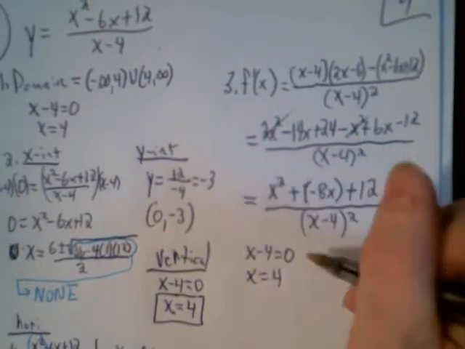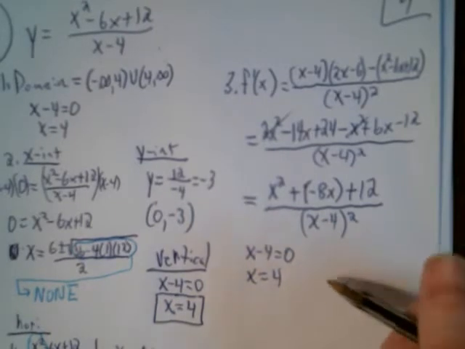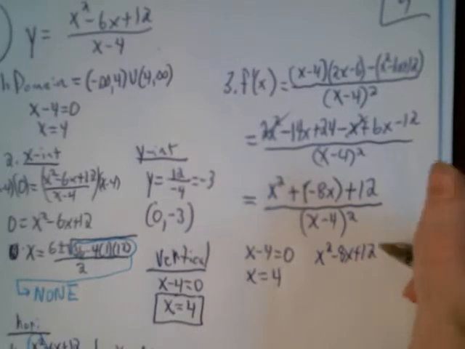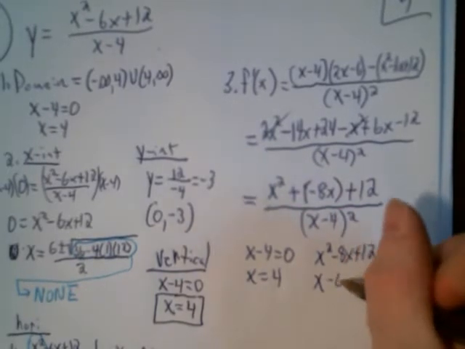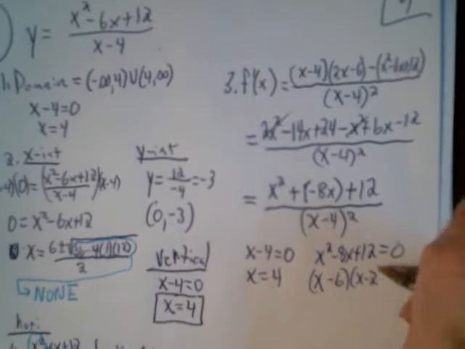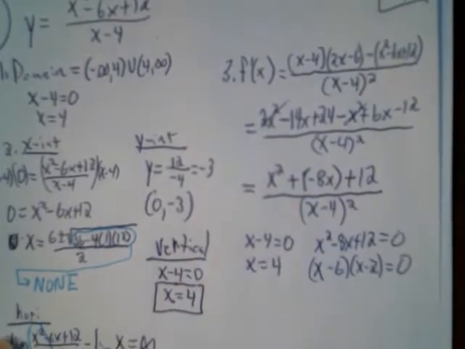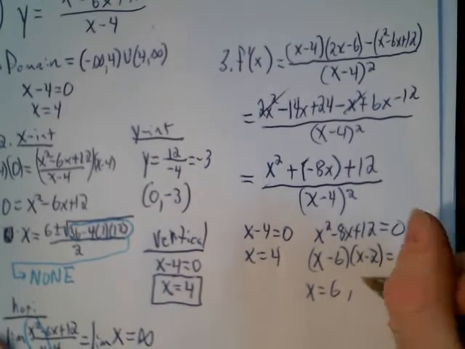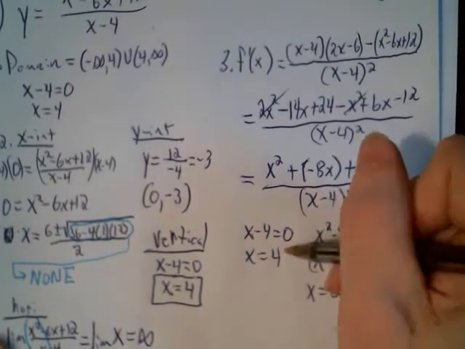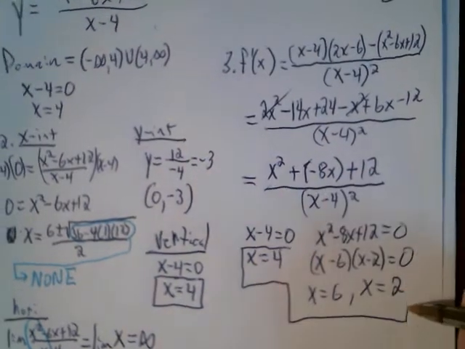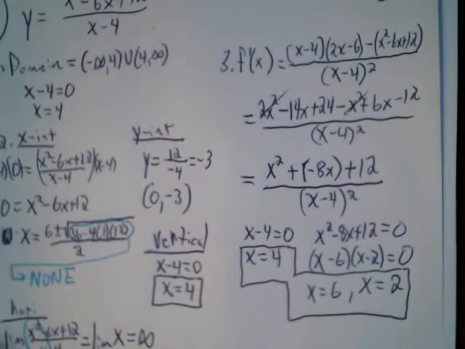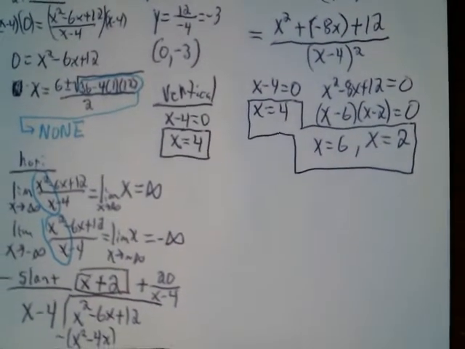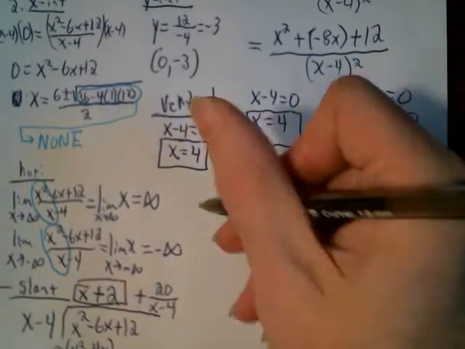So x equals 4 is one of our values, and then we're going to take x squared minus 8x plus 12 and hope we can factor it. I think we can factor this one. So set each equal to 0, you get x is 6 and x is 2. So we get our critical numbers there for our number line.